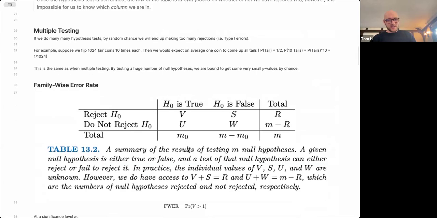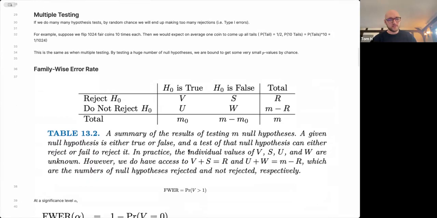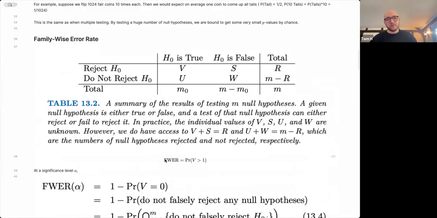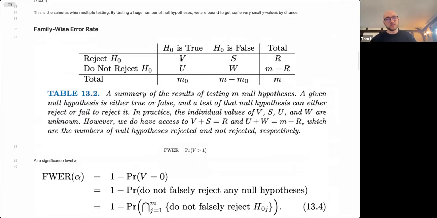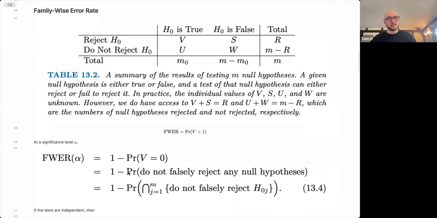I didn't think this table was that useful. I think it's just introducing notation for later on. But the family-wise error rate is basically the probability that V is greater than 1. So the probability that you're making more than one type 1 error in this set of M hypothesis tests, and doing that at a level alpha, you can work this out.